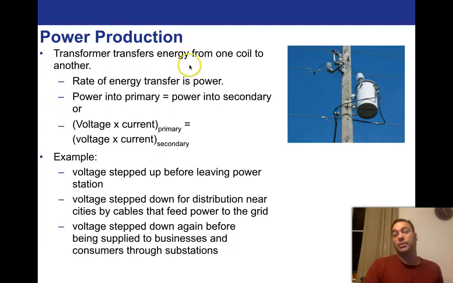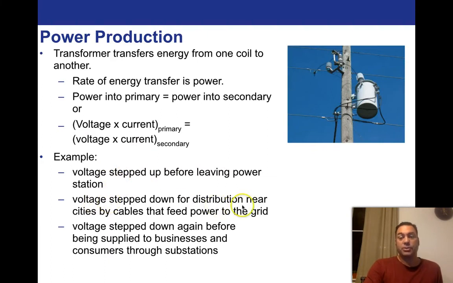So the transformer transfers energy from one coil to another. That's really all it's doing. It's simply transferring the energy, and it's also converting the voltage. Power into the primary equals the power into the secondary. It doesn't change, it's still the same. So if you take the voltage times the current in the primary, it's going to equal the voltage times the current in the secondary. So an example: voltage is stepped up before leaving the power station.